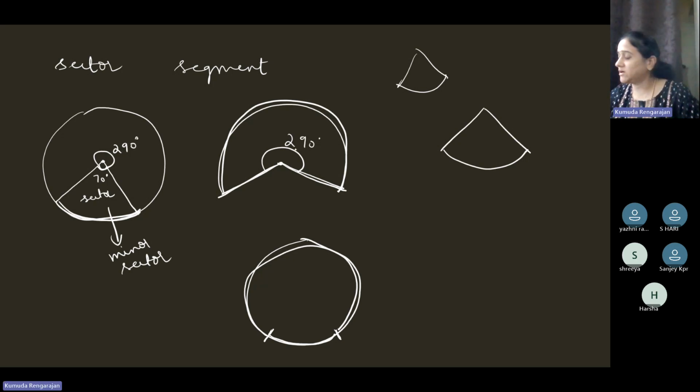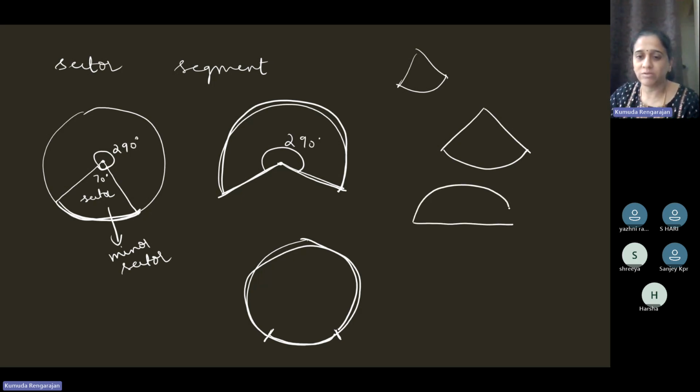In the major sector, the sector angle will be more than 180 degrees. If it's less than 180, minor sector. More than 180, major sector. Equal to 180, it's a semicircle. Because a semicircle is also a sector. A semicircle is also a sector because it satisfies the definition.